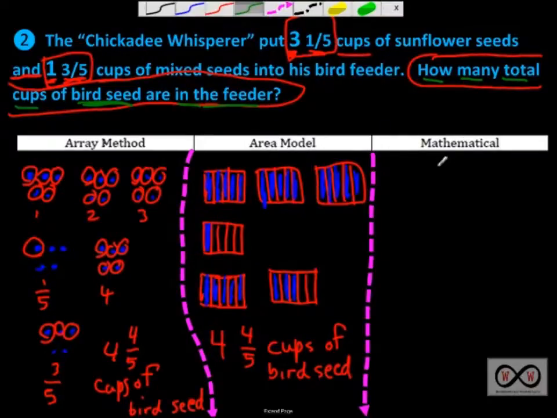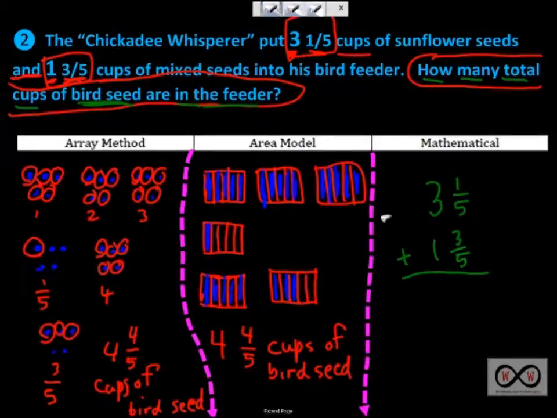We can do that right over here. We've got 3 1/5. That represents the sunflower seeds that were put into the feeder. And we also have 1 3/5, representing the mixed seeds that went into the bird feeder. And we're going to add them up. It says total up here, so that's a good clue that tells us to add in this case. So we're going to do that. Let me rewrite this addition symbol. It looks a little bit too much like a multiplication symbol. Let me straighten that up.